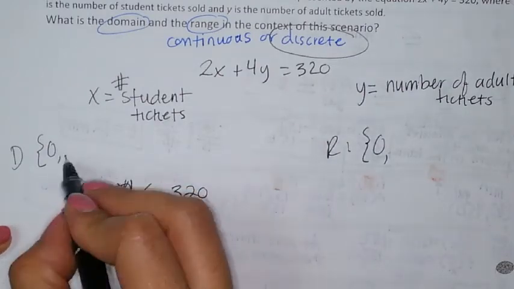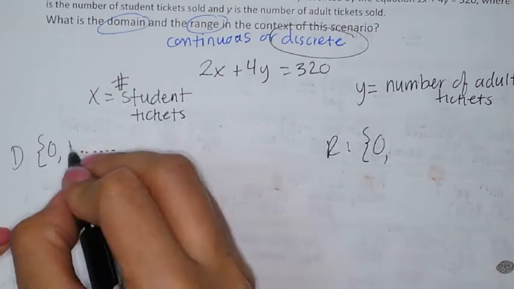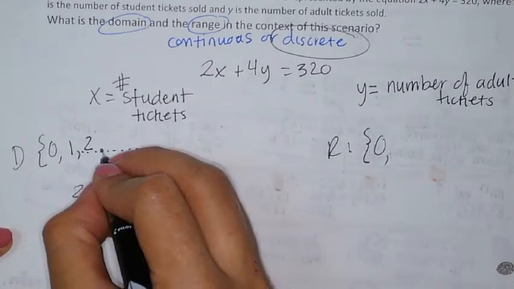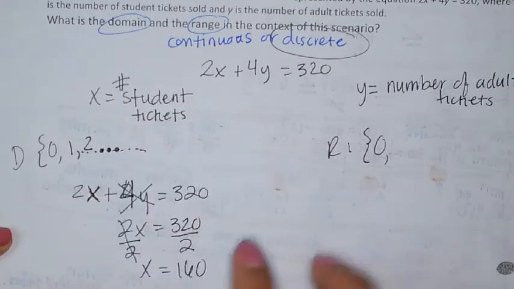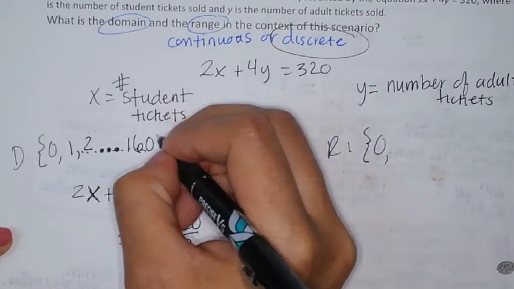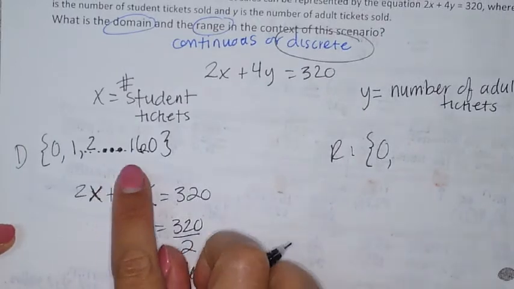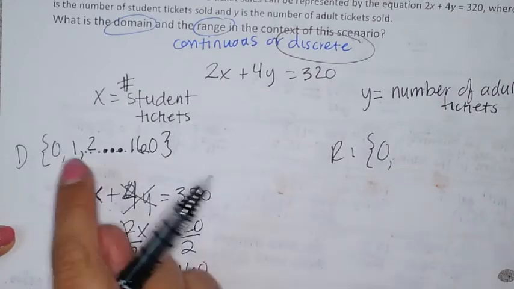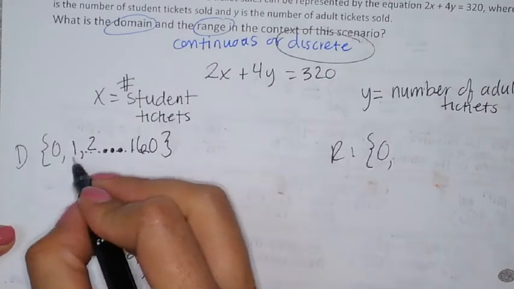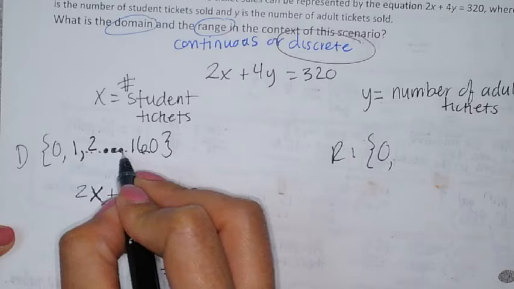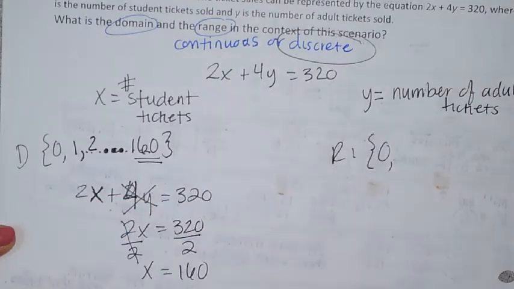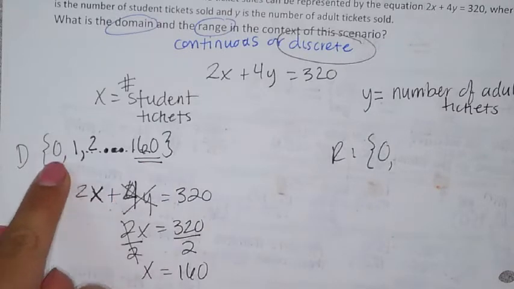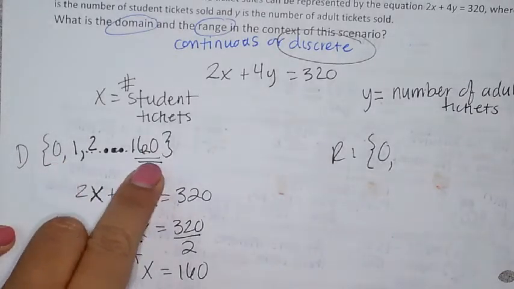Okay? So my domain would be from 0, right? 1, 2, all the way, and I can only use 3 dots, not that many. 3 dots, and then all the way to 160. So I can do this. I don't have to waste my time listing every number from 1 to 160. It's going to take me forever. But I can show it's discrete by writing a couple of numbers, putting 3 dots in between, and then putting the last number. Okay? So that's discrete from 0 to 160. This is if I sell none of them, and this is if I sell just student tickets.